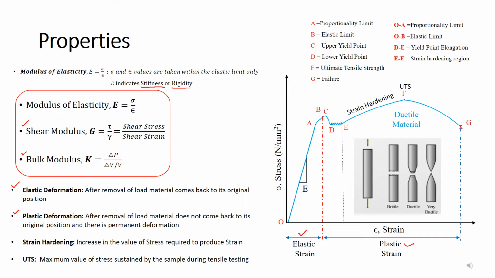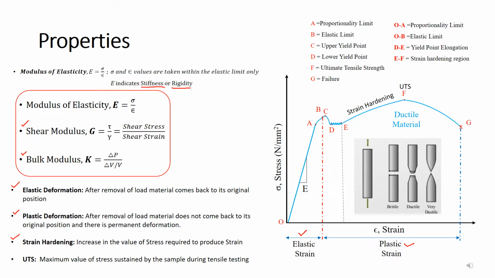Here you can see in the stress and strain curve that when you move from point E to point F, you require a higher value of stress for producing strain. This region is known as the strain hardening region, and the reason behind the strain hardening region is the dislocation pileup or dislocation pinning. When there is a dislocation pileup, then you need a higher value of stress or externally applied load in order to move the dislocations for producing the plastic deformation.